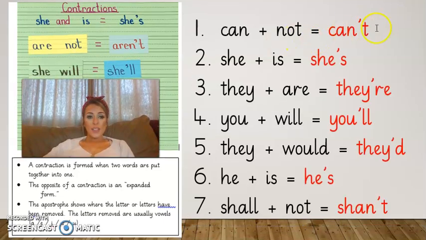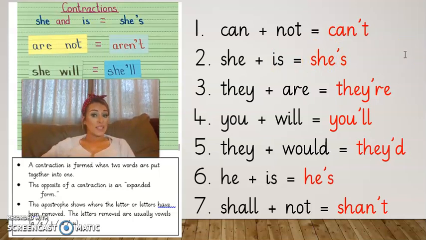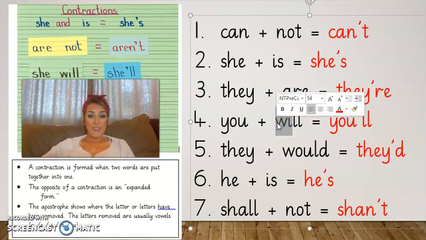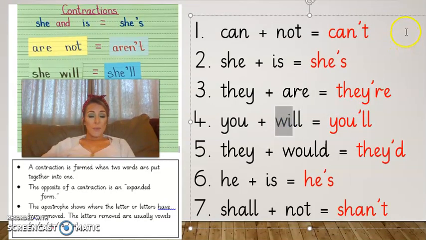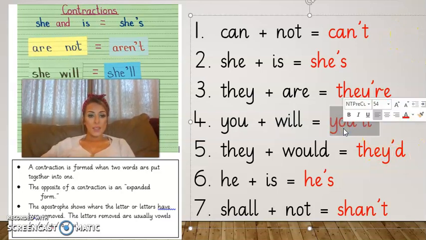Okay, so as I said before, can and not, cannot, that makes can't. She plus is, well, that makes she's. So instead of saying she is rich, I might say she's rich. Much quicker. They are, well, I've taken away my letter A, haven't I? This one here. I've put an apostrophe in, so it's there. You will, I've got rid of two letters. I've got rid of the W and the I, and that becomes you'll, like that.